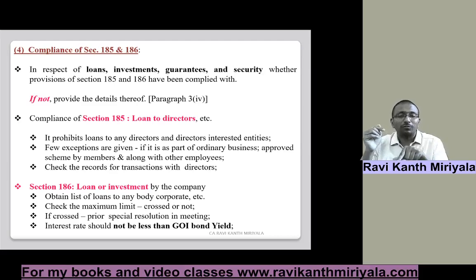You should be giving it to any loans or these parties. That should not be lesser than Government of India bond yield. Remember, if you write Government of India bond rate, then it is a wrong answer. You must write yield. Yield is the net effective rate of return, correctly speaking. Effective rate of return, that is yield.